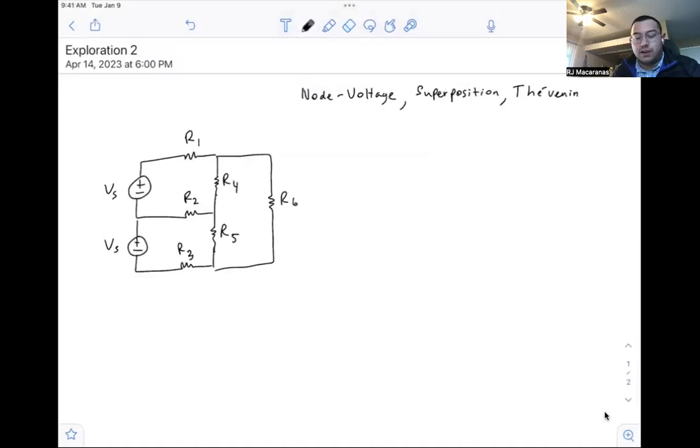So this circuit just kind of models the power distribution around your house. R1, R2, and R3 are transmission line resistances, so they're relatively small. R4 and R5 are kind of like 120 volt appliances that you would plug directly into your wall sockets. And R6 would be like a 200 volt household appliance, like a washer, dryer, perhaps.